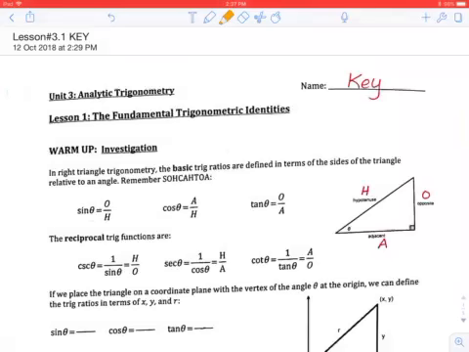All right, welcome to Unit 3. This is Unit 3, Lesson 1, our Intro to Trigonometry, or probably, hopefully, a reminder of what you've learned so far in Algebra 2 Trig and Geometry for your trigonometry.